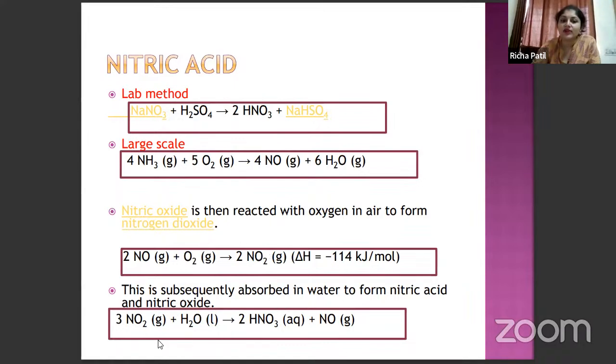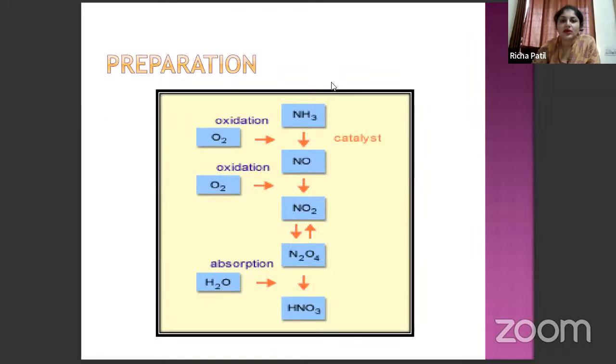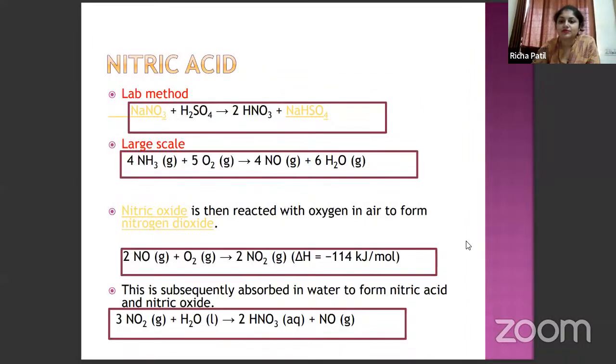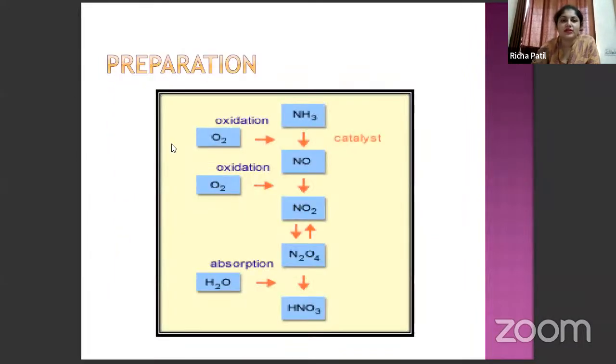Then again, the nitrogen dioxide that is formed is reacted with water to give you HNO3. So this is the large scale method. These are the preparation methods.